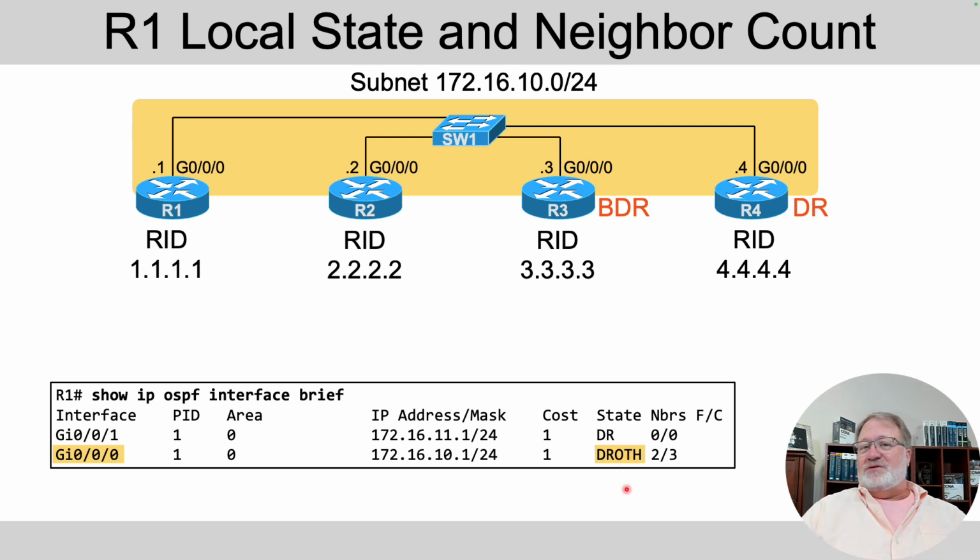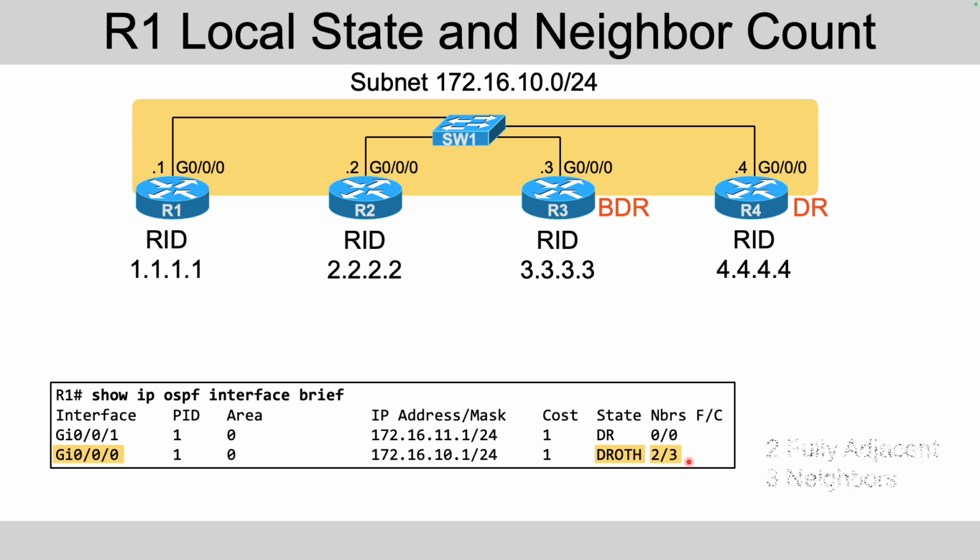And then we get some really interesting counters that I want to spend a few moments with. Notice this 2/3, and it's under the Neighbors F/C heading. That's neighbors fully adjacent, and total count. So remember the R1 output from a few moments ago? It had three total neighbors, two of which it had a full state with, the DR and the BDR, and that's what the two is. Number of neighbors with which I'm fully adjacent, number of neighbors total is the output here.